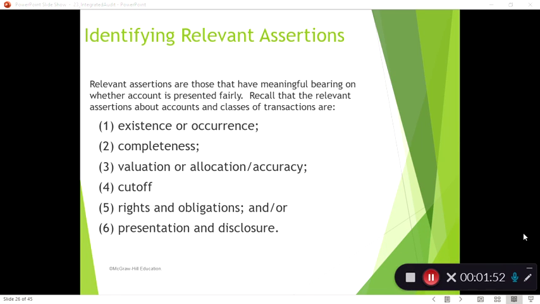Right, then looking at the relevant assertions, we've talked about these a lot, right? These six assertions: existence, completeness, valuation, accuracy, cutoff, rights or obligations, and presentation disclosure. And I did add cutoff here relative to maybe what your slide says, but that would make it more consistent with what we've talked about for our assertions in the past.